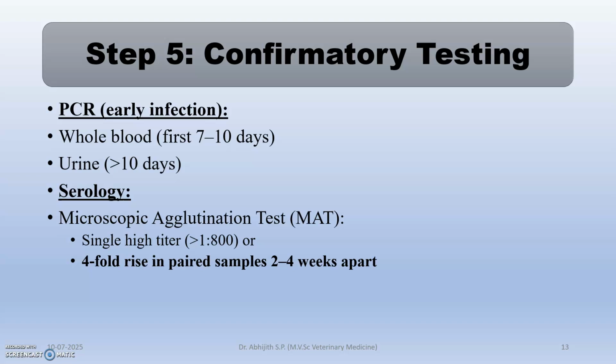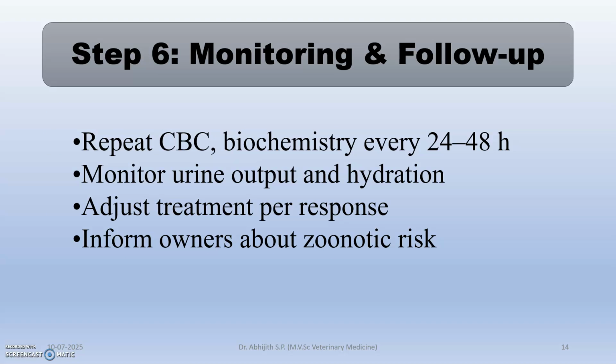A four-fold rise in paired serum samples 2 to 4 weeks apart, or a single high titer, can also be conclusive. Repeat CBC and biochemistry every 24 to 48 hours. Monitor urine output, because in AKI there can be a severe anuric stage that can lead to severe hyperkalemia, and adjust treatment as per response. We should always inform the owners about the zoonotic risk.